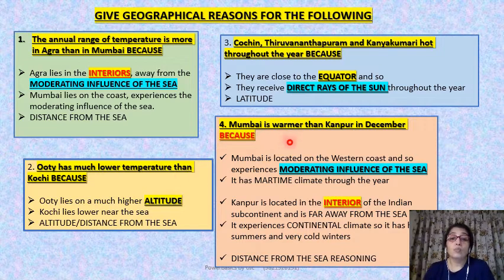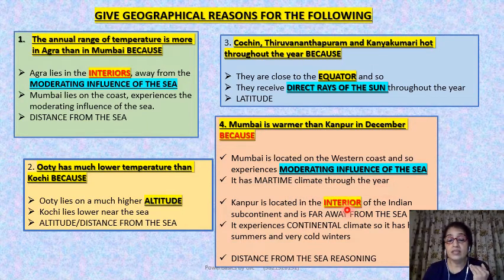Third one, Mumbai is warmer than Kanpur in December. Mumbai is on the coast. So that part you have to write moderating influence of the sea. Mumbai is located on the western coast and so experiences moderating influence of the sea. It has maritime climate throughout the year.